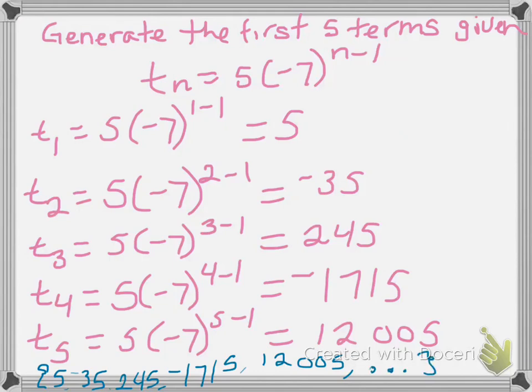So that's what the ellipsis means. The sequence continues on. That's if it's an infinite sequence. An infinite sequence continues on forever. A finite sequence has an ending. So if for some reason there were only 5 terms, then we wouldn't have the ellipsis. Our sequence would end with 12,005. But because it said the first 5 terms, we know that the sequence is going to continue on. So there. And that's how we use the general term to generate terms in a geometric sequence.